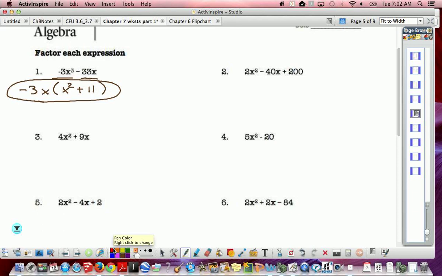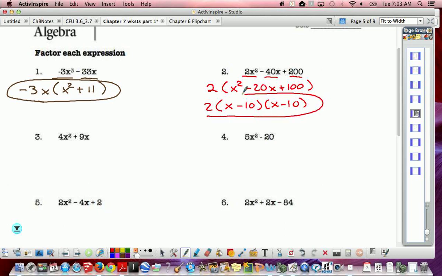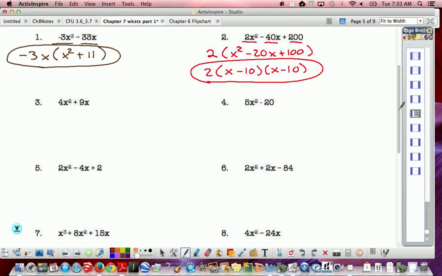On the second one, same process. I asked, what do these three terms share? Well, they share a 2. So I have x squared minus 20x plus 100. Now, when I get to this stage, I do have to ask myself, are there factors of 100 that add to 20? And there are. Happens to be minus 10 and minus 10. Minus 10 times minus 10 is 100. Minus 10 plus minus 10 is negative 20. So number 2 is finished.